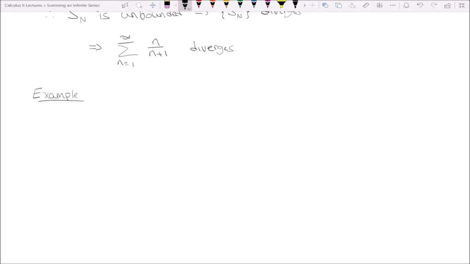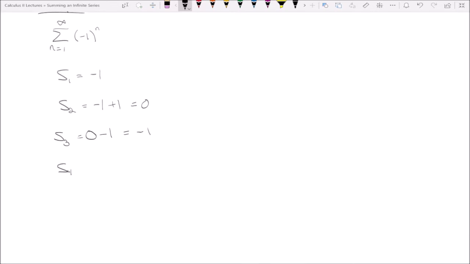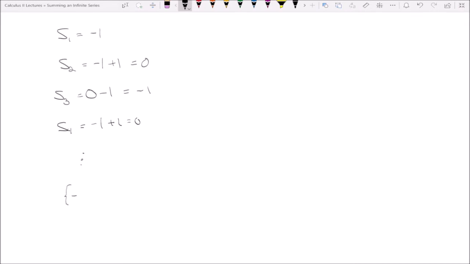Next, let's look at the sum n equals 1 to infinity of negative 1 to the n. Again, we want to proceed in much the same way. S1 would be negative 1. S2 would be, I'm sorry, negative 1 plus 1. S3 would be 0 minus 1. S4 would be negative 1 plus 1, and so on and so forth. So our sequence is negative 1, 0, negative 1, 0, and so on.